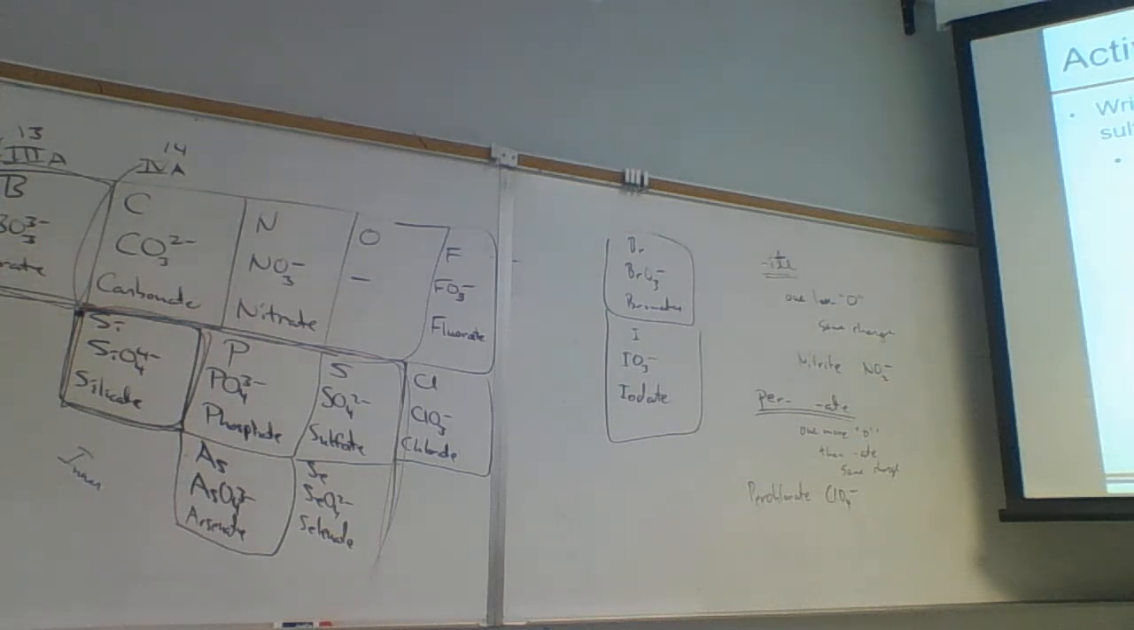And then we have the hypo-ites. So it's the hypo prefix and the ite suffix, the hypo-ites. And so what would hypochlorite be? Hypoite means one less oxygen than the -ites, same charge. So hypochlorite.